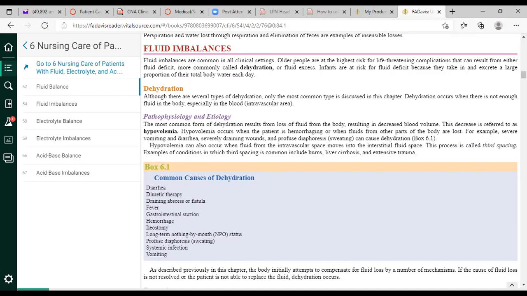And it talks about dehydration. Dehydration occurs when there's not enough fluid in the body, especially in the blood, which is considered the intravascular space. And it points out this decrease or loss of fluids is referred to as hypovolemia. So when your blood volume is low due to dehydration, it will be considered hypovolemia. You have low fluid volume.